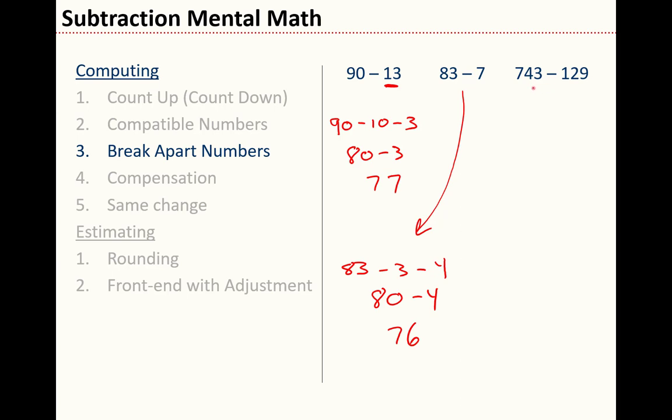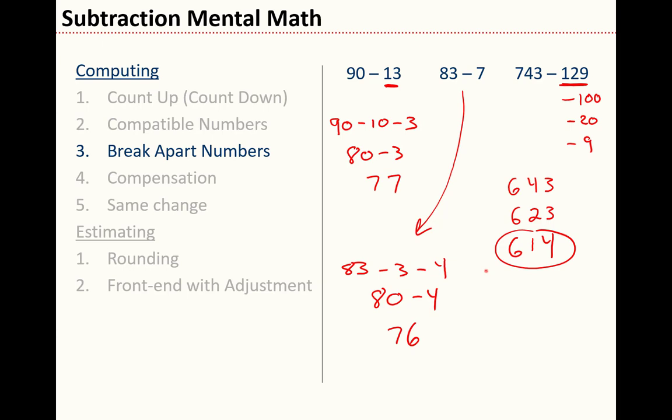This last case is a little trickier. This 129, I'll break it apart. I want to subtract 100, and then I'll subtract 20, and then I'll subtract 9. So going through the process, 743. First of all, I subtract 100, and I get 643. And then I subtract 20, I get 623. And then I subtract 9. Now, how would you subtract 9? Maybe you could subtract 10 and add 1 back, so like a 13, which makes it a 14, so 614. We get our solution.